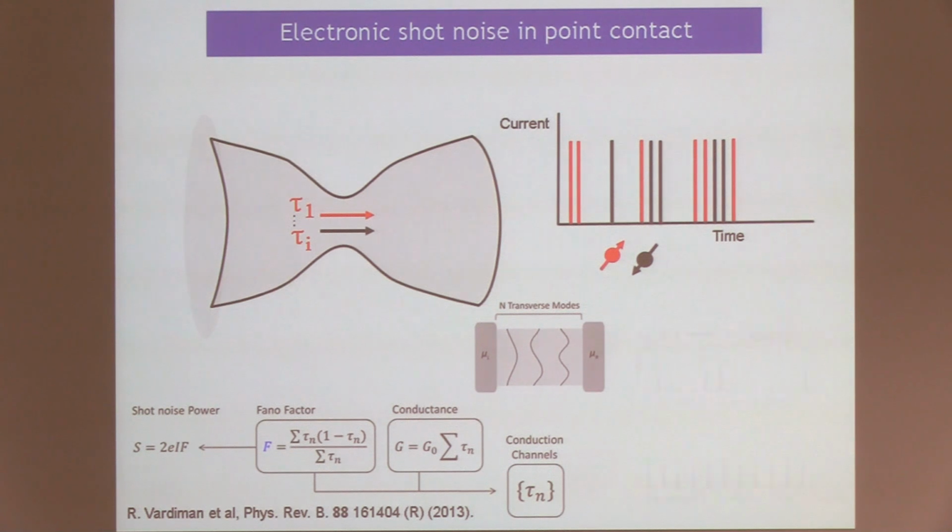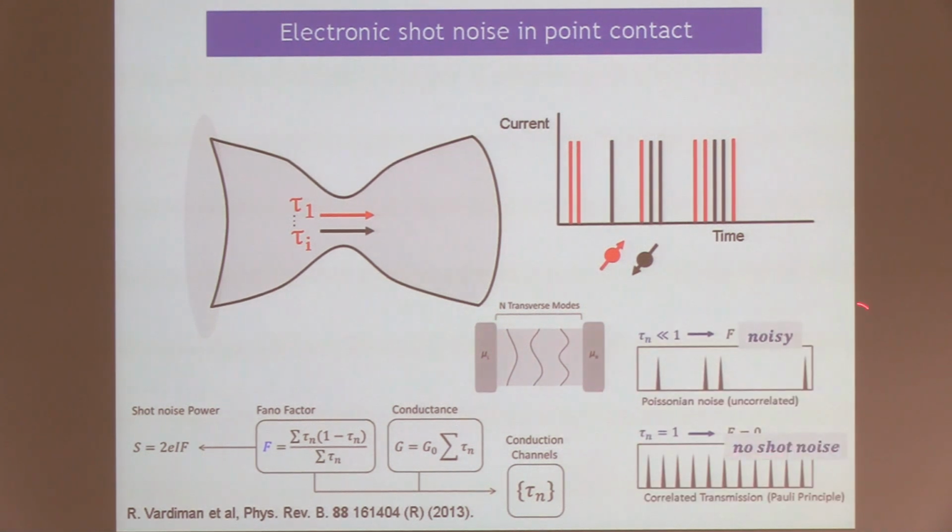So what you can think about is, if tau n is very small, like your transmission is very small, then from this equation it says that it's very noisy. But if your tau n is close to 1, that means you have a completely correlated transmission, then your shot noise is 0. So for tau n less than 1, this is very noisy, and there is no noise if you have a fully transmitted channel.